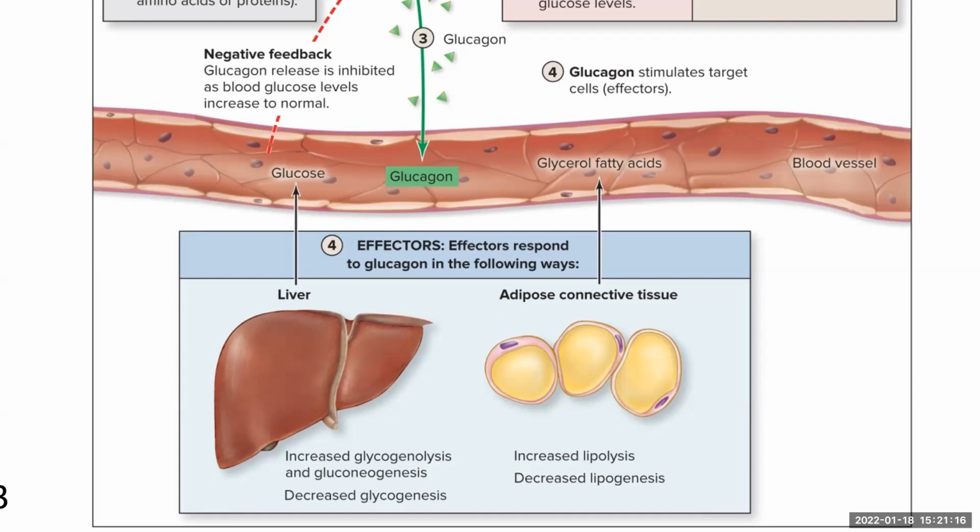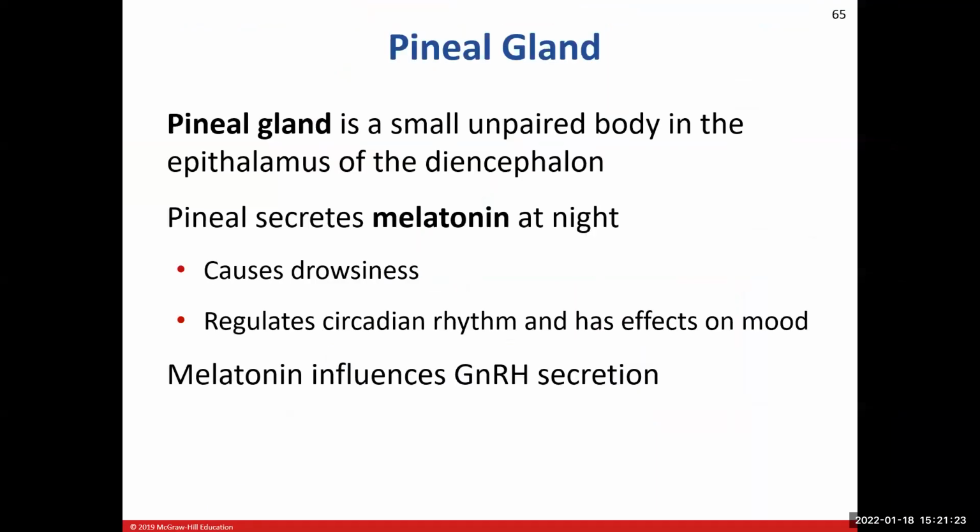Through the negative feedback system, once the blood sugar levels get into that normal range, then our levels of glucagon will decrease. Almost done, folks, almost done.